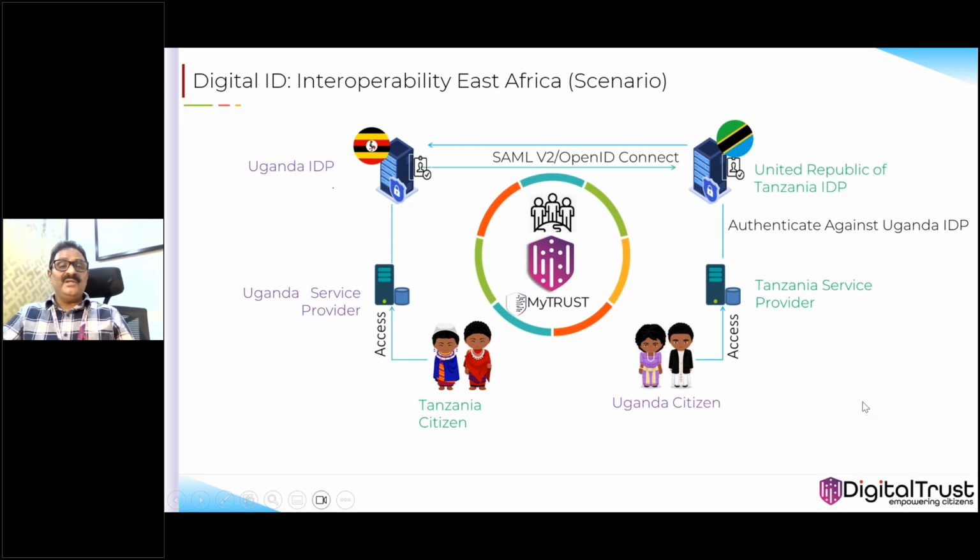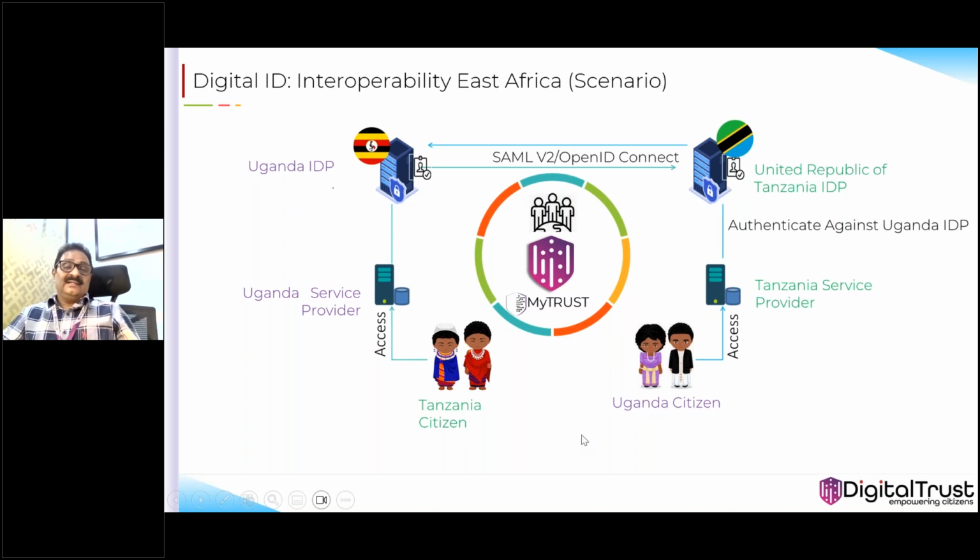A typical scenario could be, let's say, a Tanzanian citizen or a Ugandan citizen crossing the borders. How can they prove their identity through the digital ID mechanism? The channel is controlled by protocols like SAML and OpenID Connect, because in today's world, most of the authentication and authorization protocols are standardized.